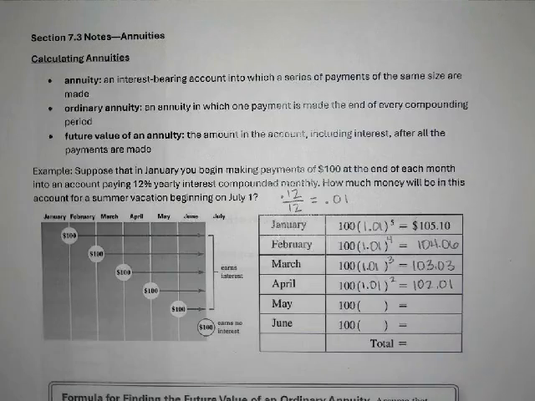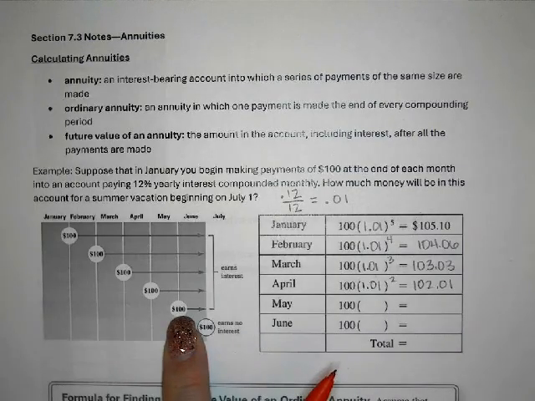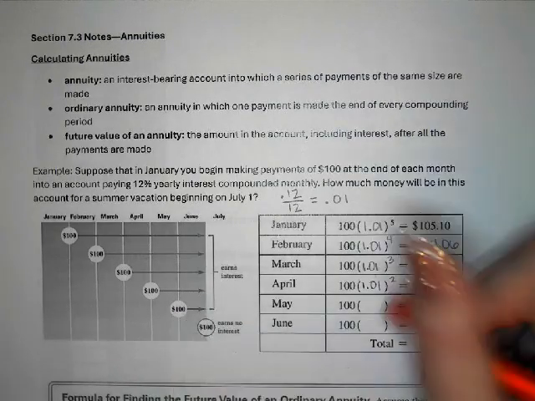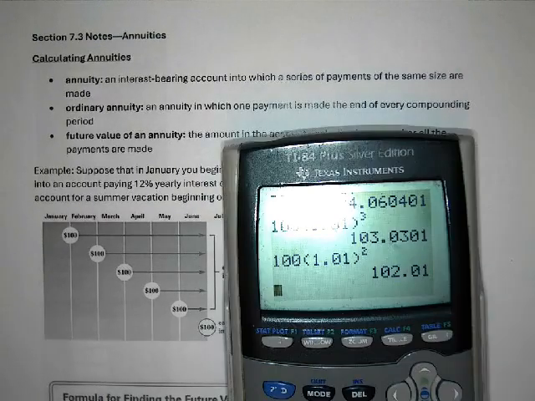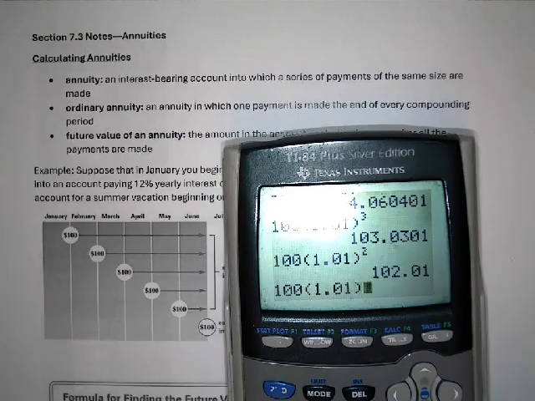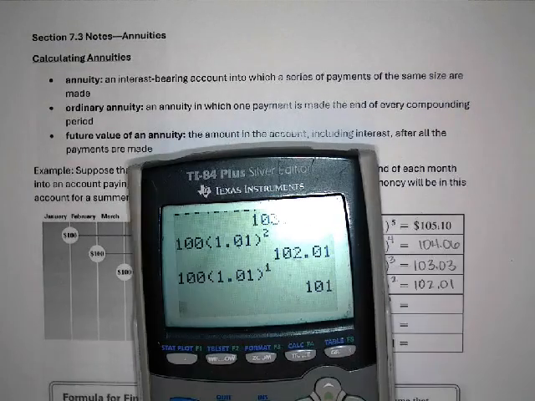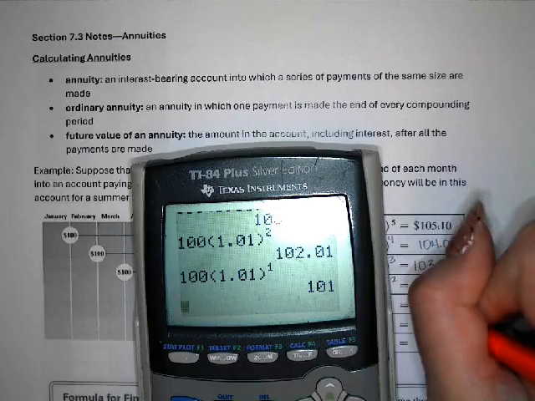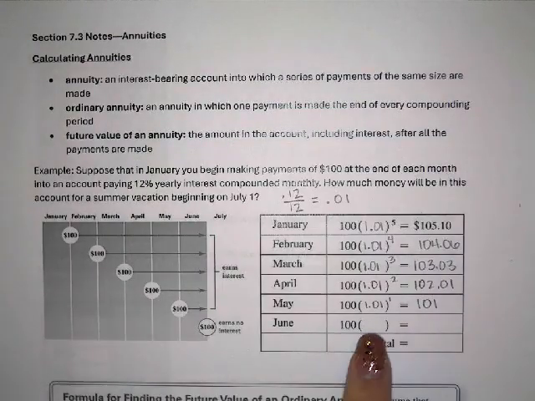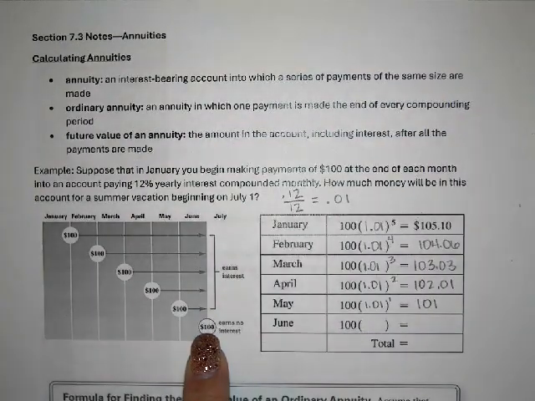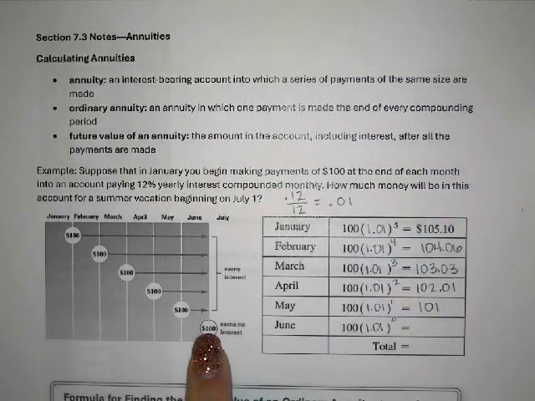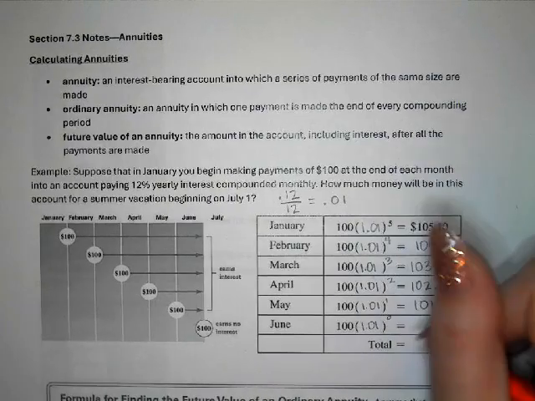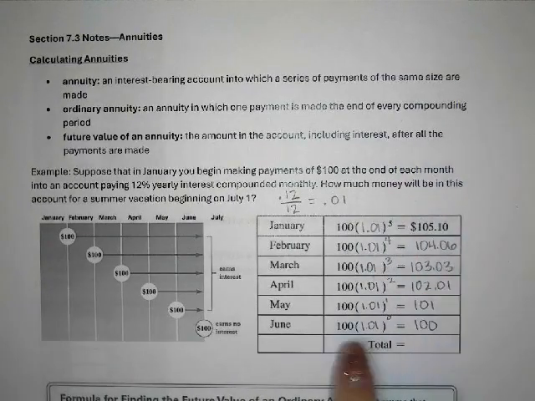It will become $102.01. The $100 deposited in May will accrue interest for 1 month, and it will become $101. And then the $100 deposited in June will not accrue interest at all. And so that will just stay $100 because it's not going to add any interest.